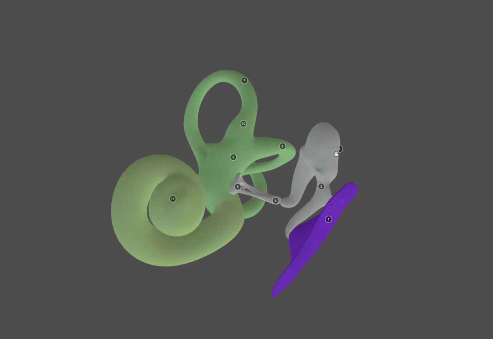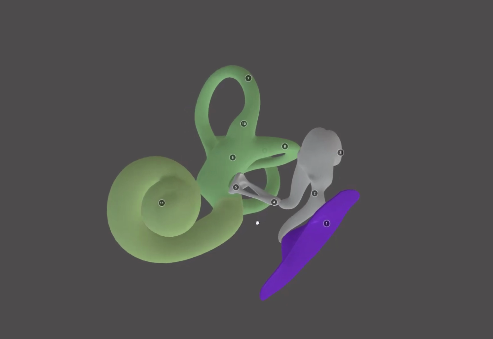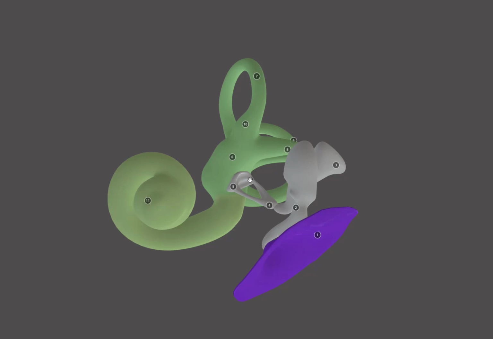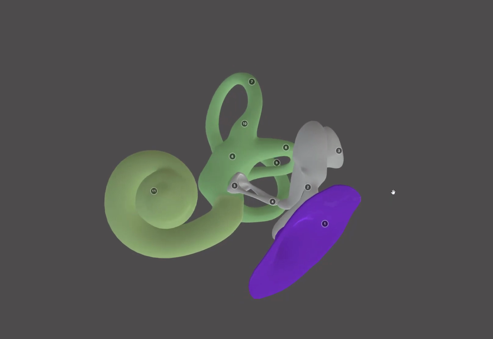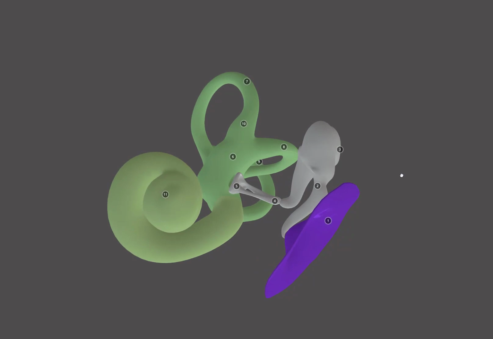All right, so we have the malleus, incus, and stapes, and then the stapes connects to what's called the oval window, which is where the inner ear begins. So this is all middle ear. Another structure in the middle ear would be the eustachian tube, and that connects us with the upper cavity, which helps to equalize the pressure in the ear.